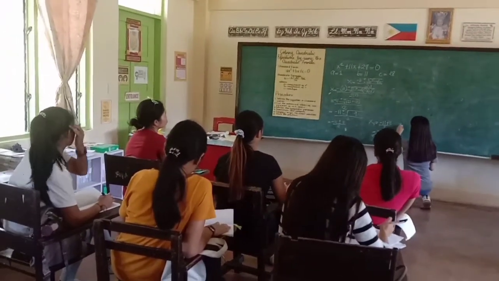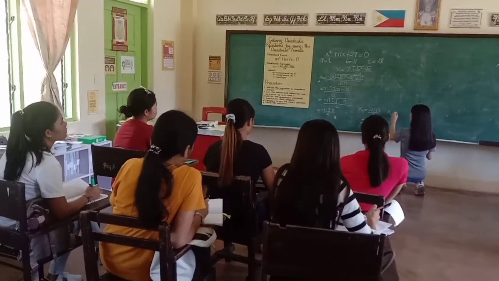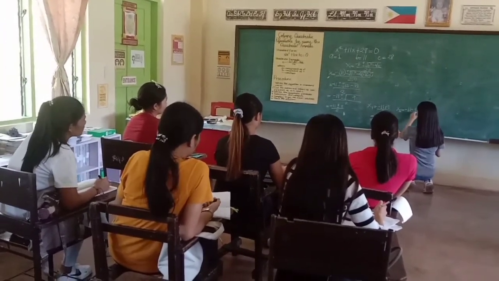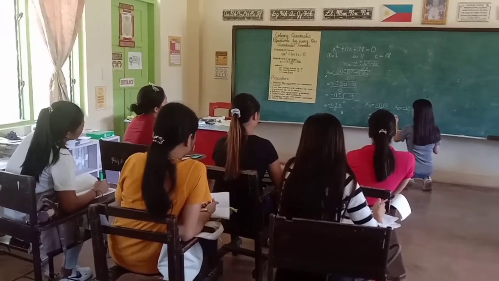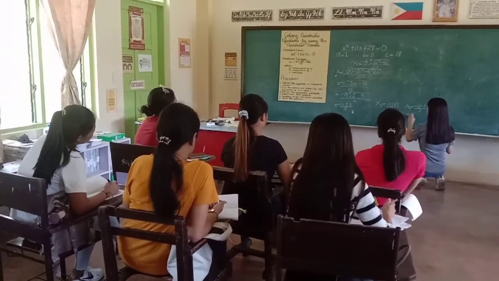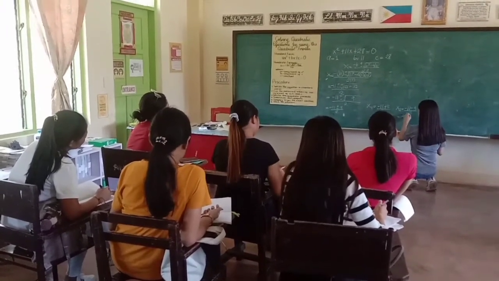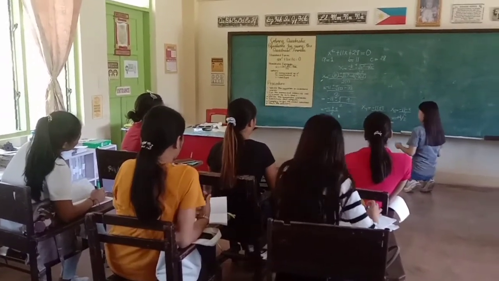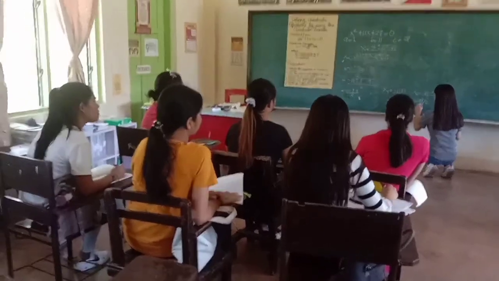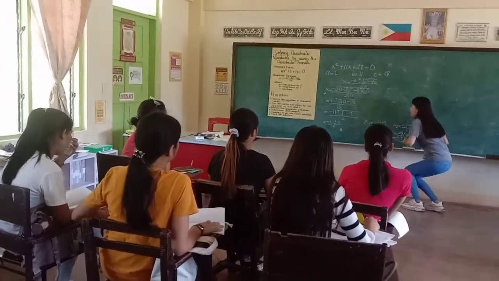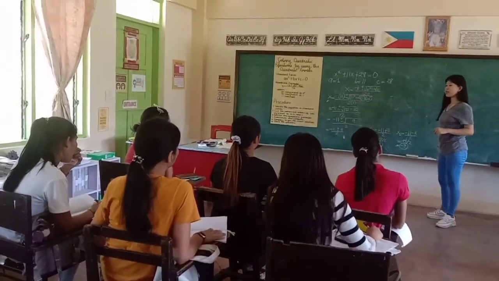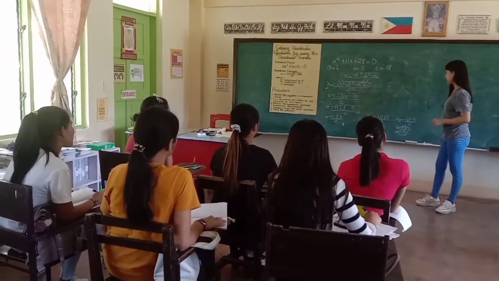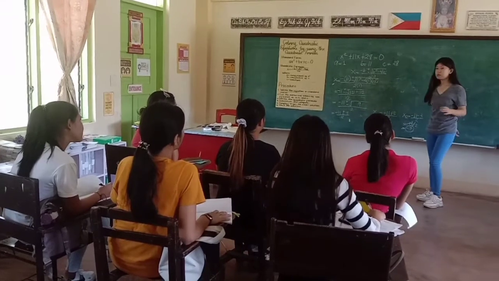Second value, negative 11 minus 3, all over 2, is negative 14 divided by 2, negative 7. So, Erica, what values of x did we get? Negative 4 and negative 7. Next, what will we do? To check.